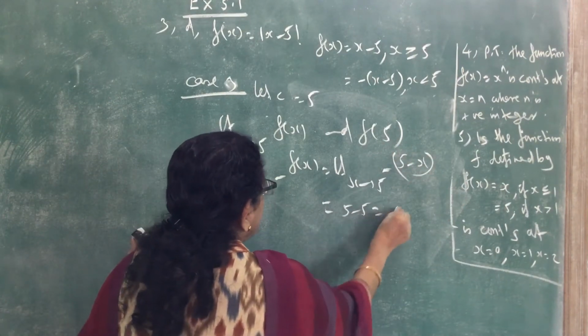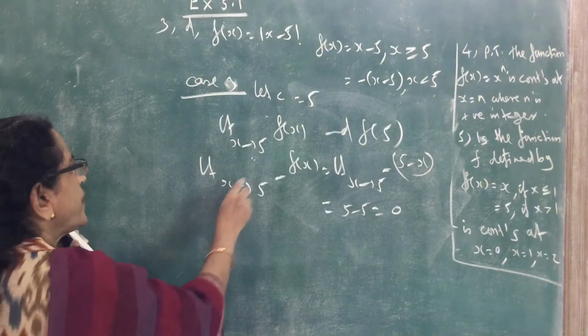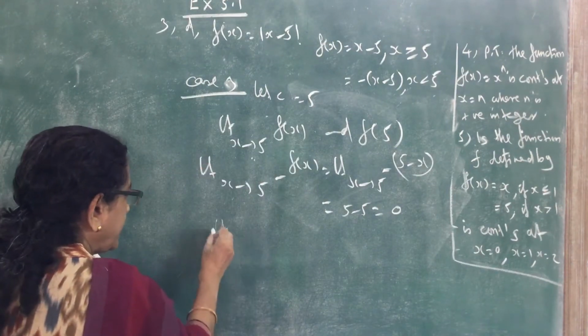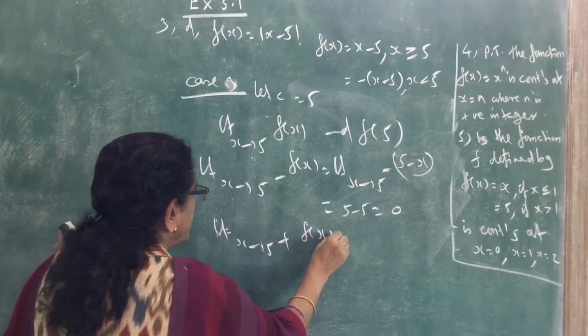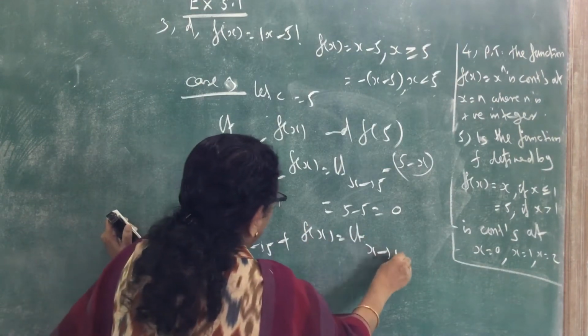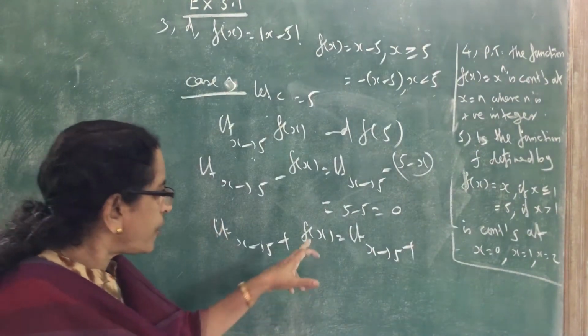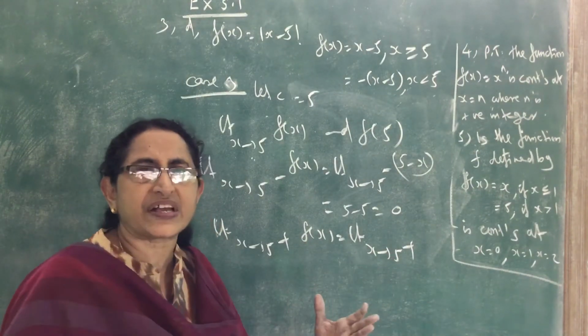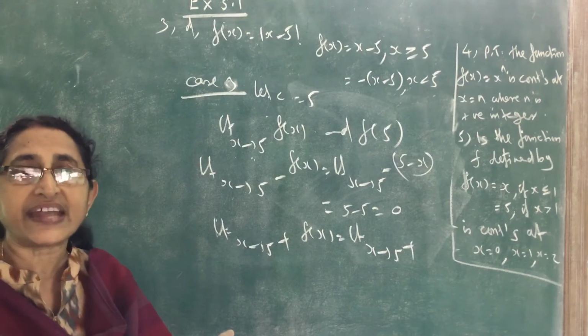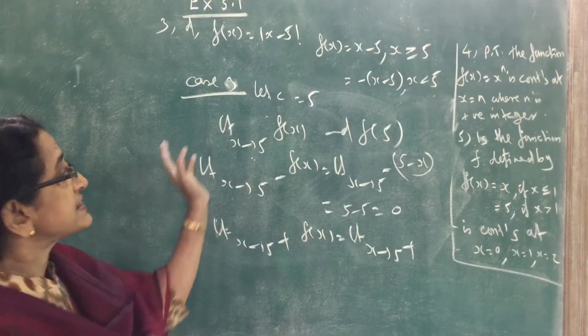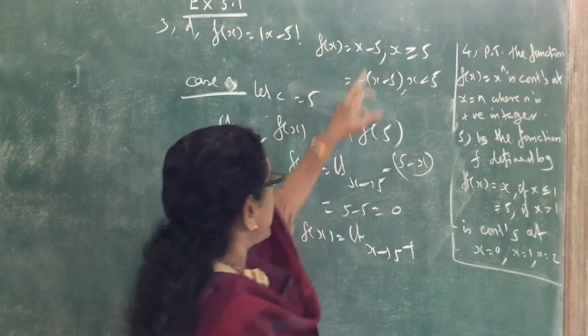5 minus 5, that is 0. Now we want to find the right limit. Limit x tends to 5 plus f of x equals limit x tends to 5 plus. What is f of x? When x tends to 5 plus, it means x approaches 5 from the right. From the right means x is greater than 5. When x is greater than 5, what is f of x? x minus 5.